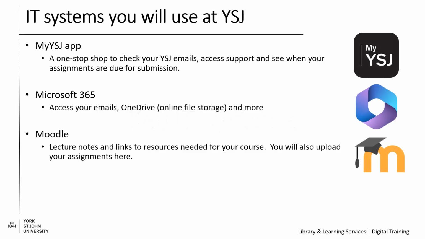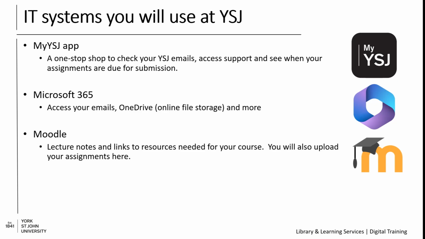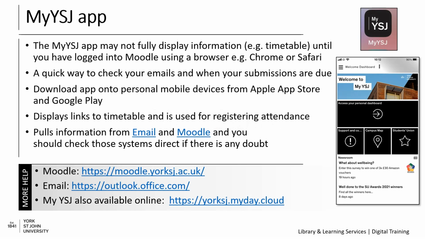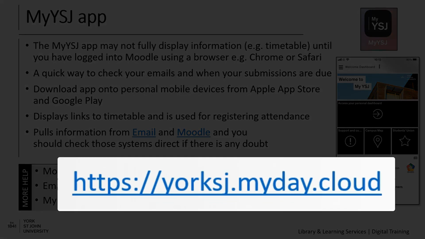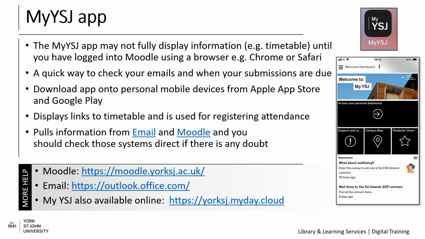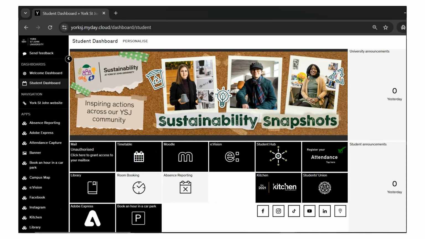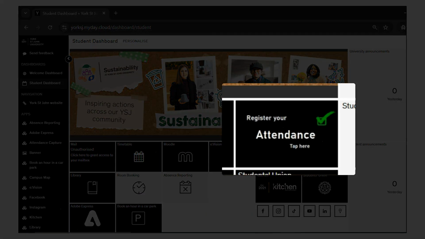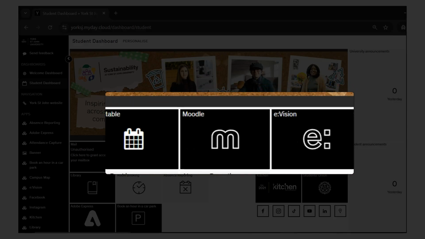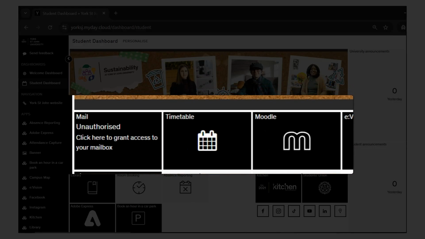3 of the IT systems you'll use most at York St John are the YSJ app, Microsoft 365 and Moodle. You can get the YSJ app from the Apple App Store or Google Play, and you can use it in the browser as a website as well by going to YSJ.myday.cloud. You'll use it to register your attendance at sessions. You can also see your email, a brief version of your Moodle courses, and link through to your timetable from it.